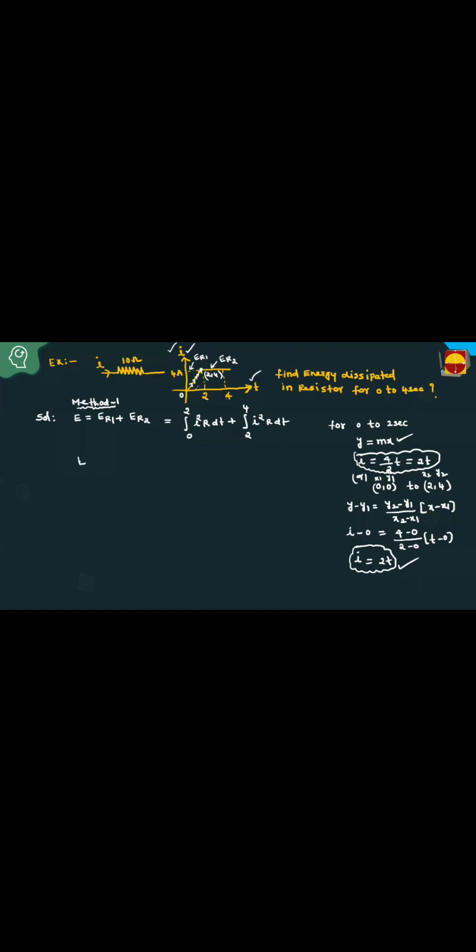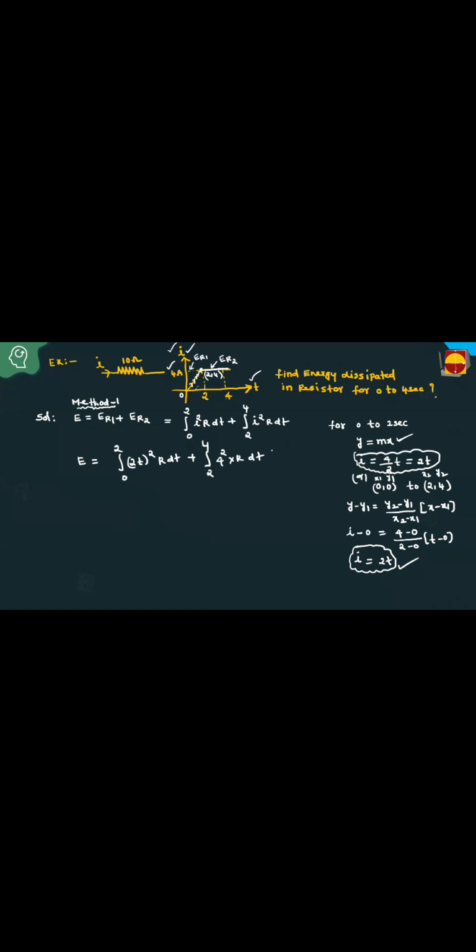Now you substitute. The energy dissipated by the resistor equals integral 0 to 2. What is I you calculated for 0 to 2? 2t. That is 2t whole square R into dt, plus integral 2 to 4. From 2 to 4 it is a constant current. Constant current is how much? 4. 4 square into R into dt.